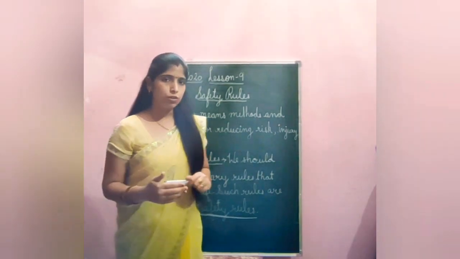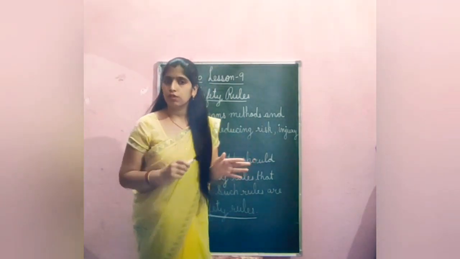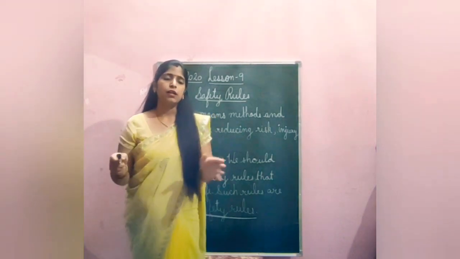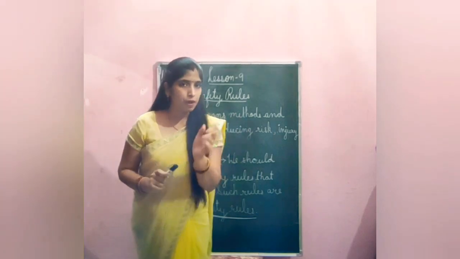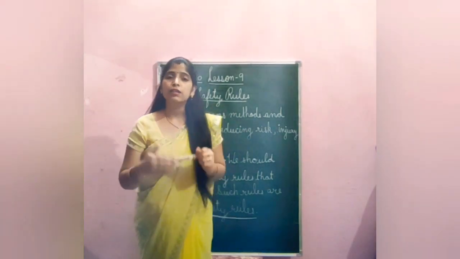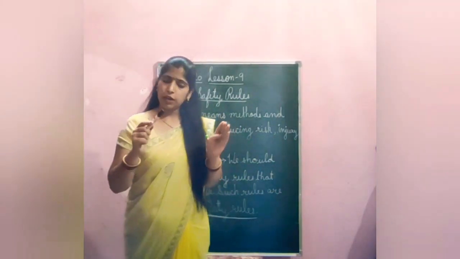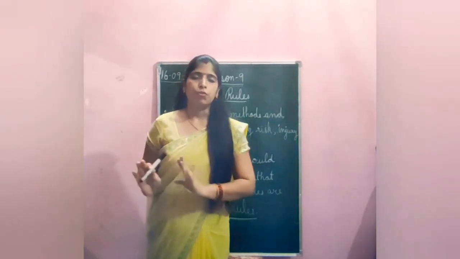As I told you in the starting, right now the government has given certain guidelines to be followed to be safe from coronavirus. So these come under the safety rules. We have to wear a mask, we have to use the sanitizer, we have to wash our hands after every 1 hour or 2 hours. These are the rules that we need to follow to protect ourselves from this coronavirus.